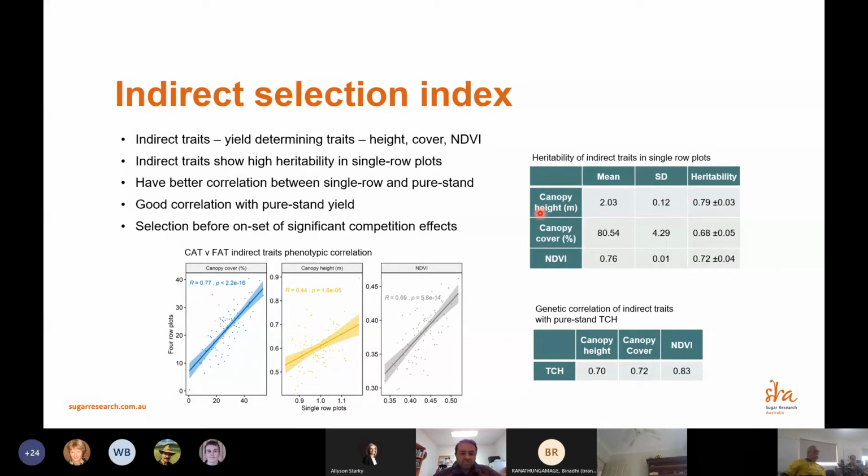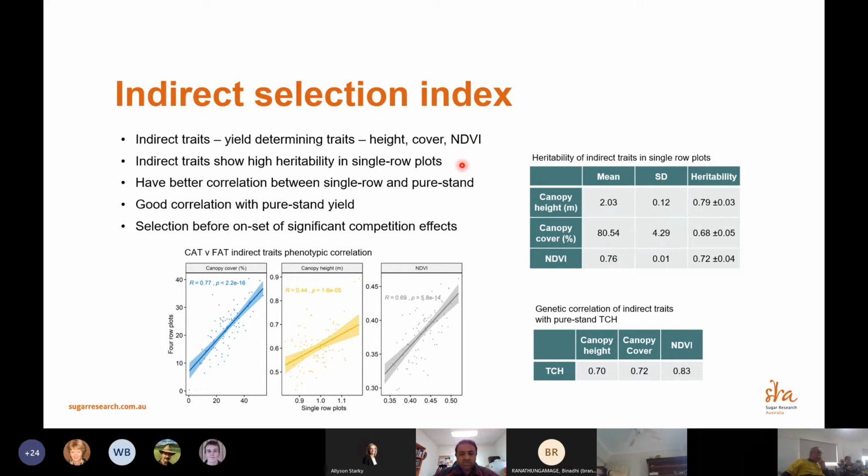Now, one way to address this issue, mainly the interplot competition effects, and to improve the selection accuracy in the CAT trial, is through the use of indirect selection indices. Indirect traits are those traits that are captured from a drone. They are yield determining traits. They are called indirect traits because they are not of direct economic importance, but capturing them may help to improve the traits of economic importance, in this case cane yield. So we looked at 3 indirect traits: the canopy height, the canopy cover, and NDVI of the plots.